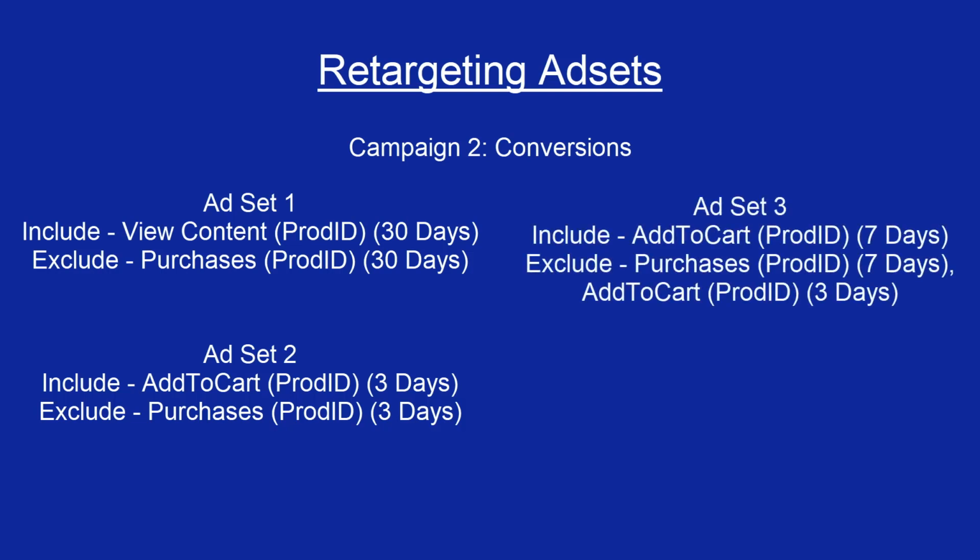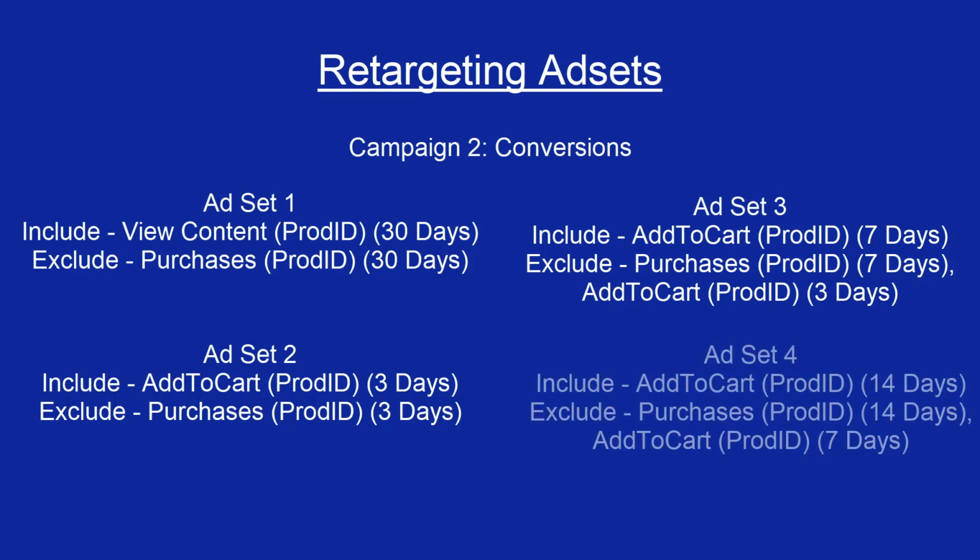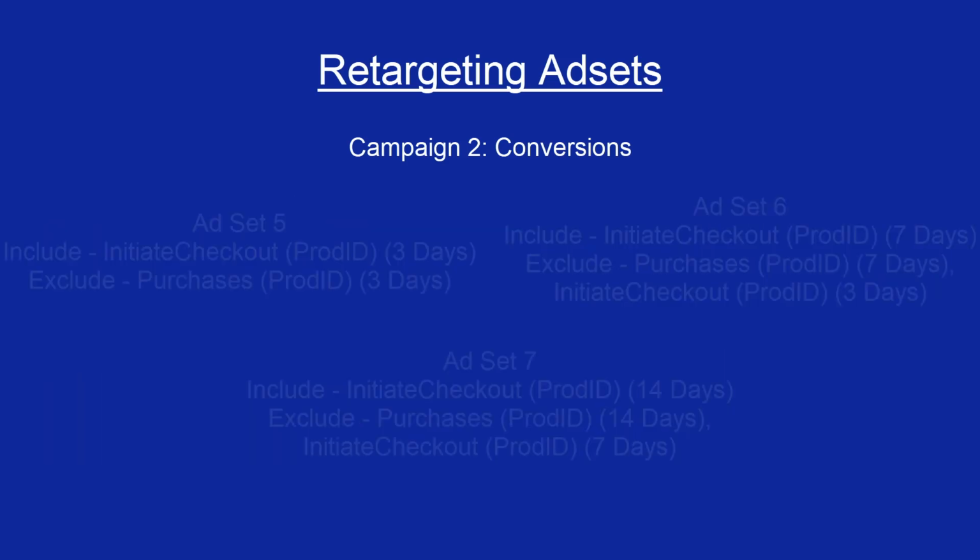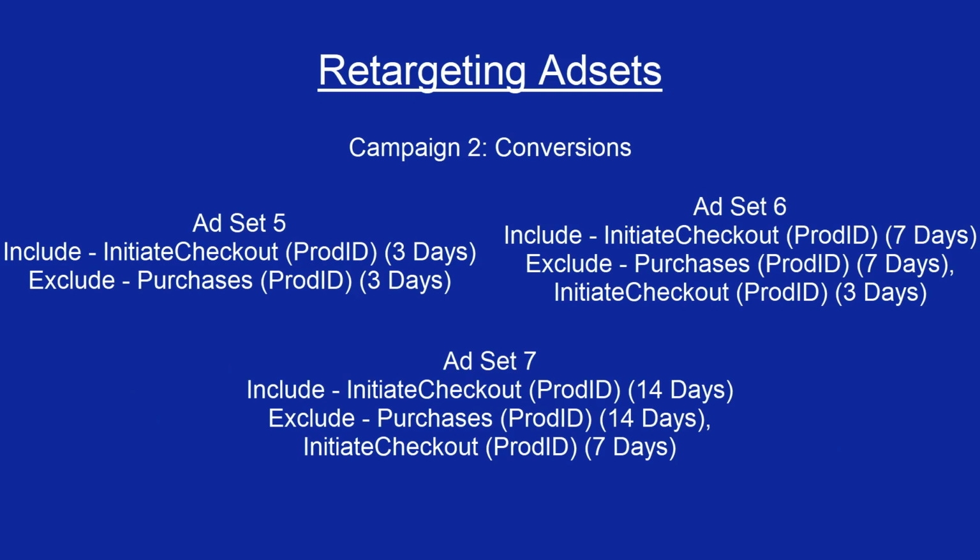The next one is the add to cart for 7 days. We exclude purchases of that product for 7 days, but we also exclude add to cart for that product within 3 days. This ensures that we only get the people between 4 and 7 days since they added it to cart. Then we have the add to cart for 14 days for that specific product. We exclude the purchases for 14 days and the add to cart for 7, so we get only the people in the second week out from when they added it to cart. We do the same thing for all the initiate checkout as well.